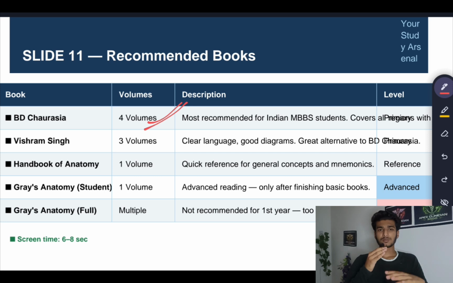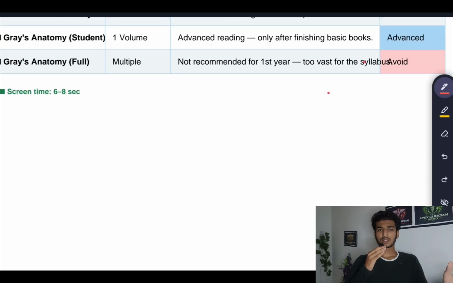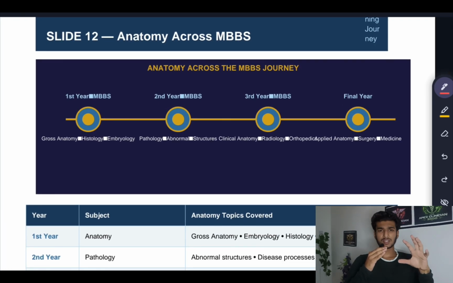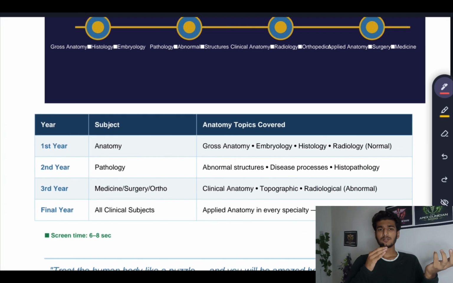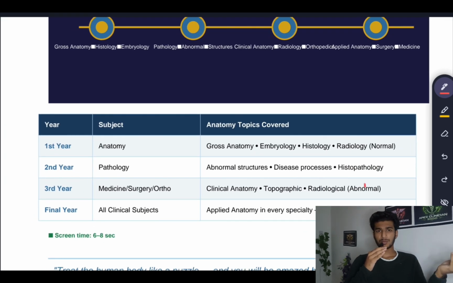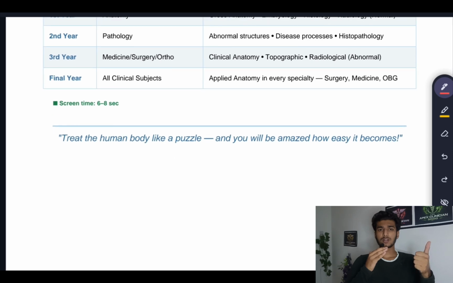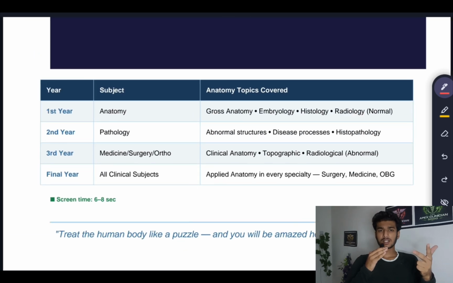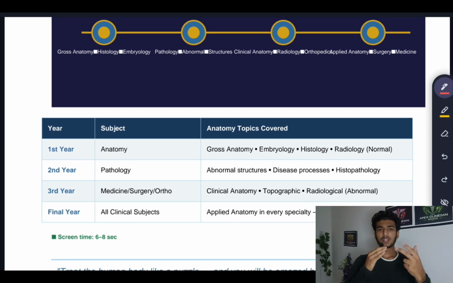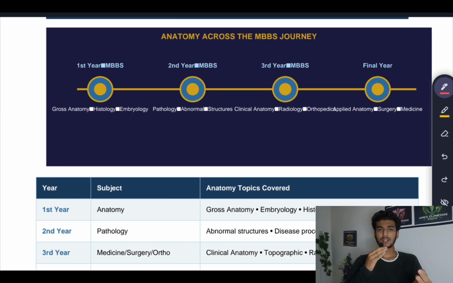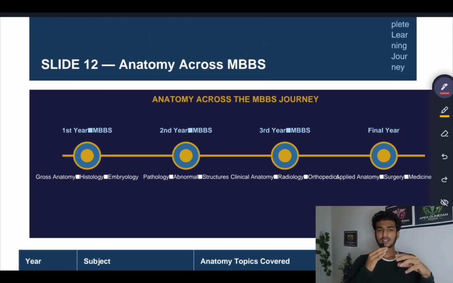So start from BD Chaurasia or Vishram Singh. You can go to Gray's Anatomy when you have a lot of time or you have completed your degree. Or if you have more curiosity, you can go to the student version of Gray's Anatomy if you want to read it. After reading these 4 volumes, you have completed the gross anatomical part. Not completely, because you have to learn all the radiological, topographical, and clinical features that you will learn in third year in medicine and in radiology, etc.